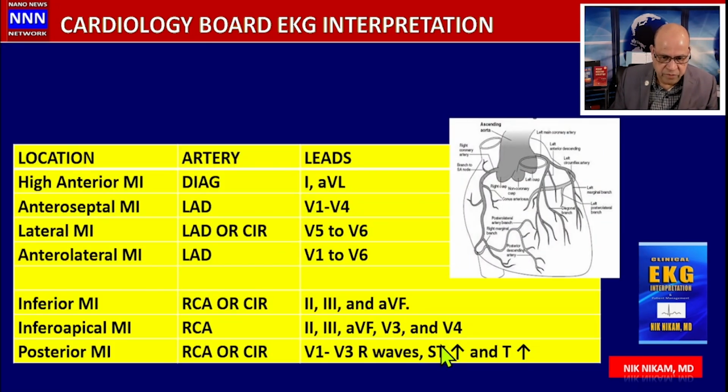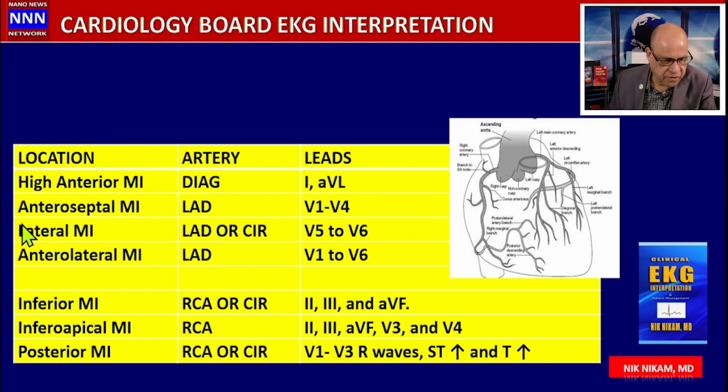So let us proceed. Now, looking at this chart, you should be able to diagnose everything that is asked for in the cardiology boards. The high anterior myocardial infarction usually is related to occlusion of a diagonal branch, which is reflected in lead 1 and AVL. Anteroseptal myocardial infarction is also related to the left anterior descending artery occlusion, which is reflected in leads V1, V2, V3, and V4.